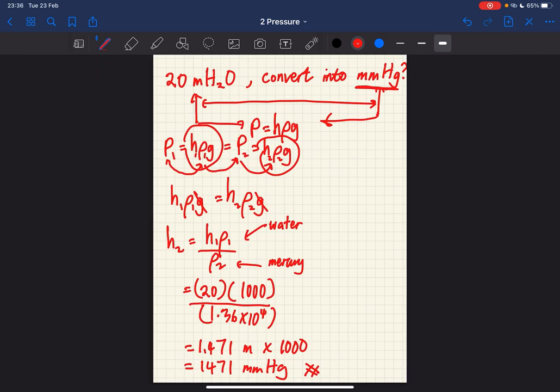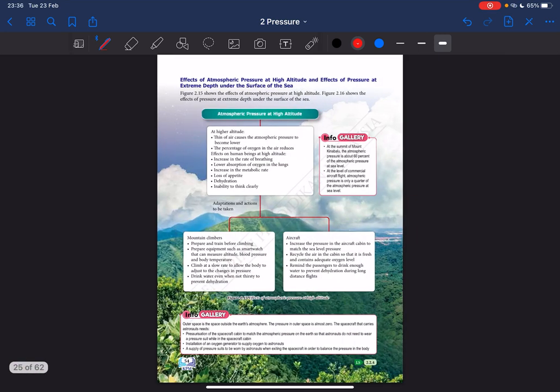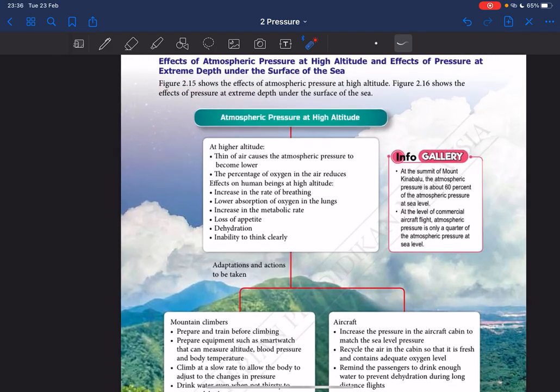Let's continue our lesson. Here, we are going to learn what is the effect of atmospheric pressure at high altitude, and also the effect of pressure at extreme depth under the surface of the sea.